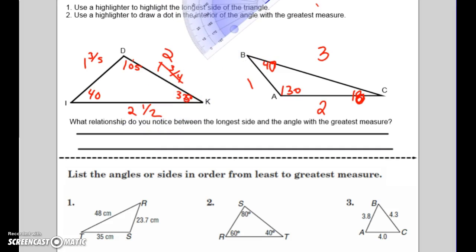And then I want you to highlight the largest angle. And I hope you highlighted this one and this one. And then you highlighted this one and this one, correct? Now, don't mark it, but look, where's your smallest side and where's your smallest angle? Don't highlight it, but look at them. Okay, what do you notice about them? They're opposite of each other.